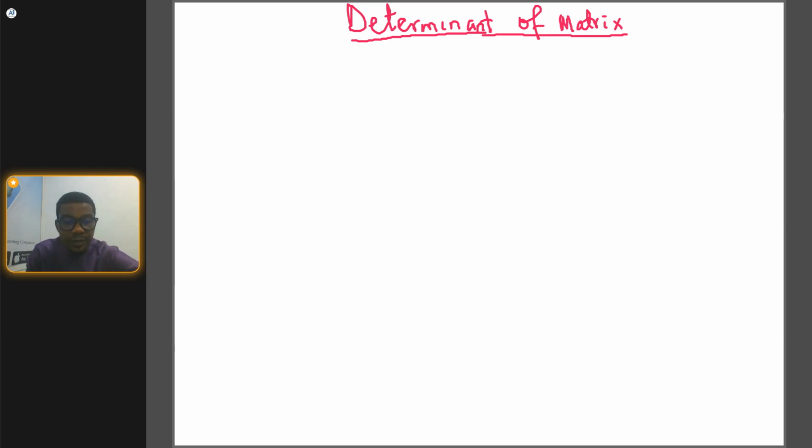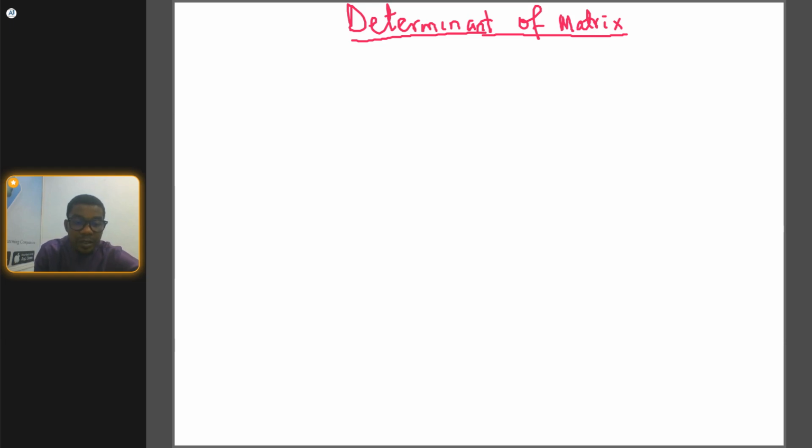Determinant of a matrix. Now, before we can actually go deep into this topic, there are some things you need to understand or to know. We can only find the determinant of a square matrix.